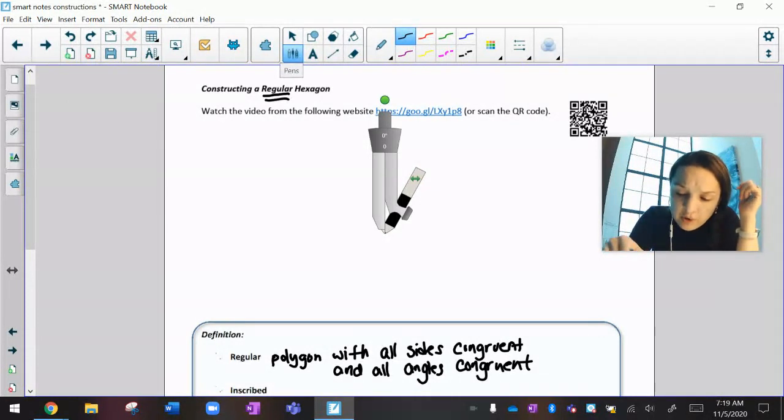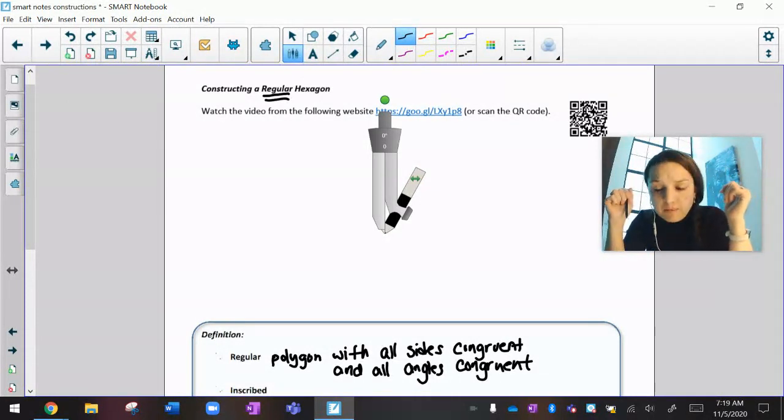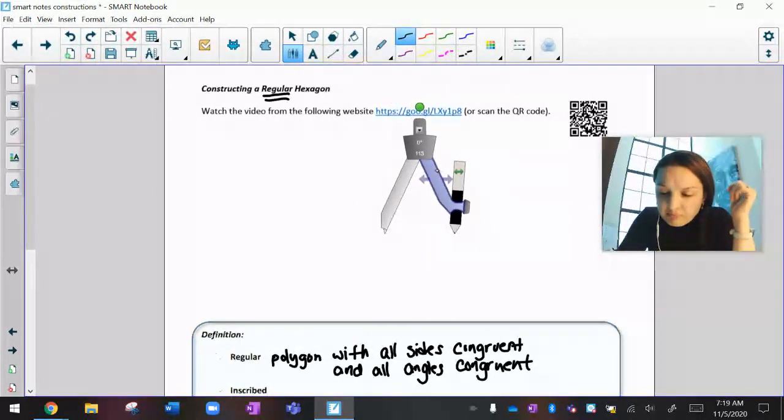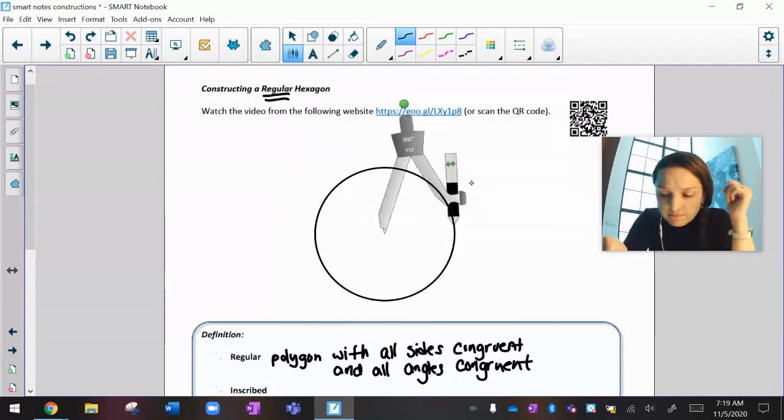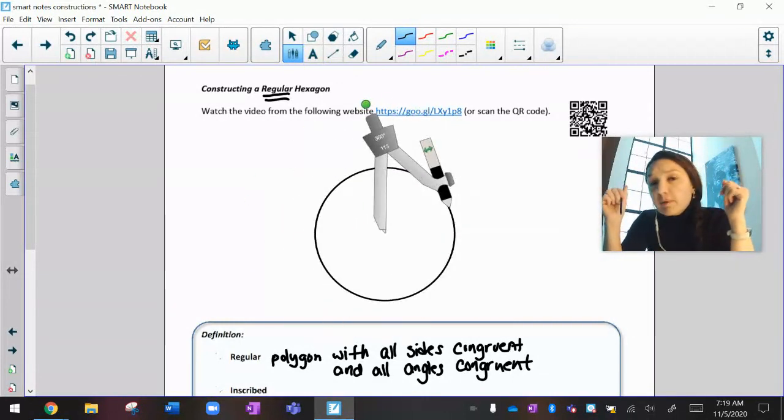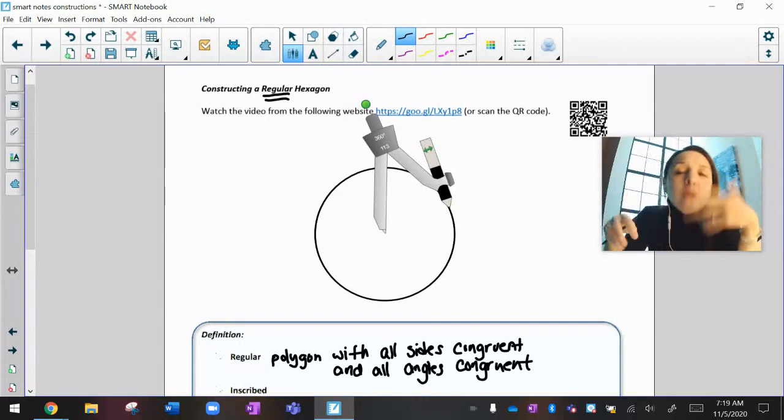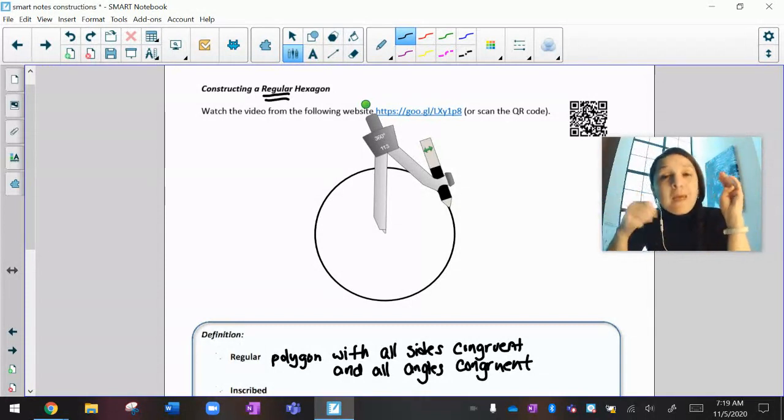If I want to construct a regular hexagon, I'm going to take my compass. I'm going to open it up a little bit. Doesn't matter how much, just open it enough that it will fit in this white space. And I'm going to draw an arc. Mrs. Vibber, that's a circle. That is not a hexagon. I know it's not a hexagon. We're getting there. How many sides does a hexagon have?